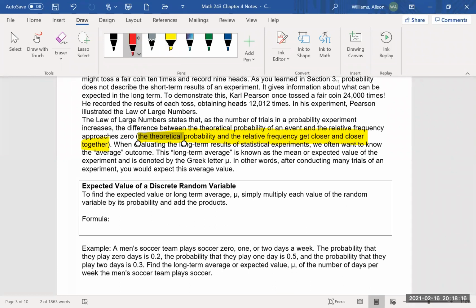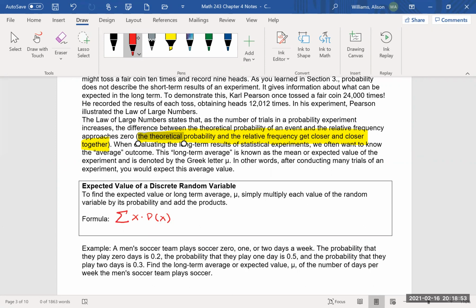Now, the expected value, which is also called the mean, and we'll even use mu to represent it. The expected value of a discrete random variable is to multiply each value of the random variable by its probability and add the products. So as a formula, that means that we're going to take each x for the random variable, each value the random variable takes on, multiply by its respective probability, and then add those all together, with a summation symbol.